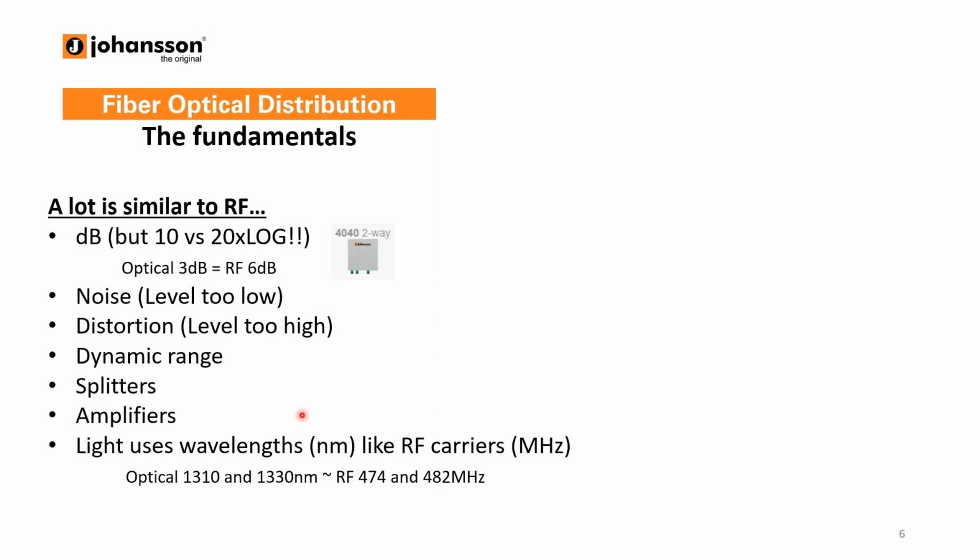The similarity here is that you can have different wavelengths on the same cable, similar to how you can have different frequencies on the same coax cable. In optical, we talk about wavelengths in nanometers, 1310, 1330, for instance. And in RF technology, for instance, you have the 474, 482 megahertz channel. All this is also on the same cable, so that's also similar for optical.